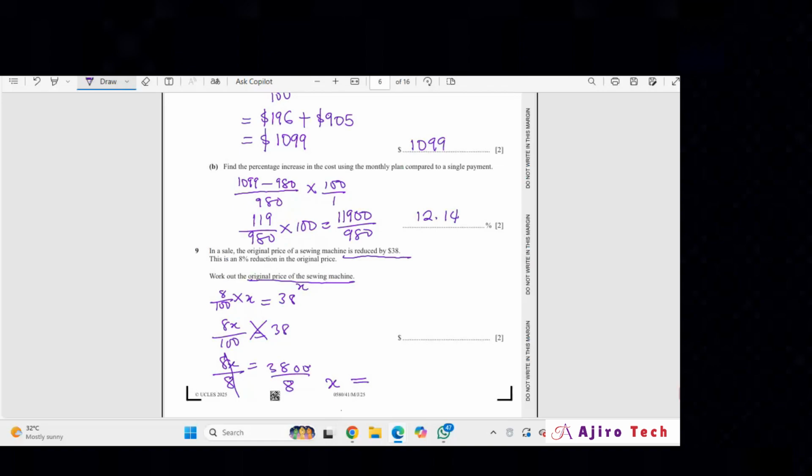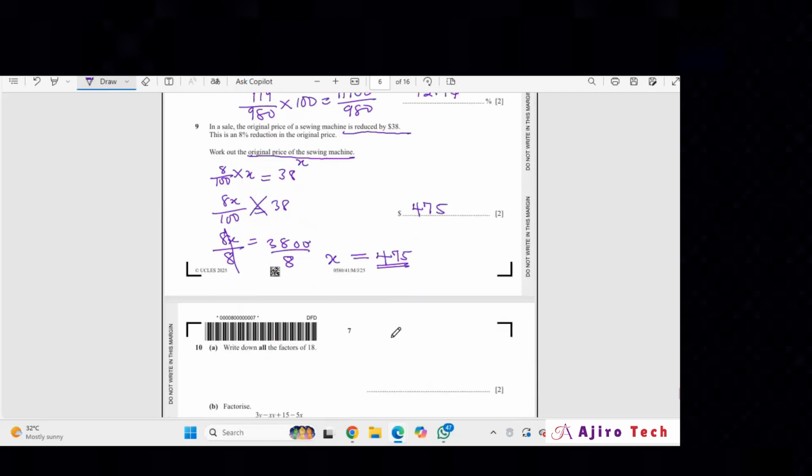3,800 divided by 8. That will give us 475. So the answer we're going to have here is 475. So we have the cost of the original price of the sewing machine is $475.